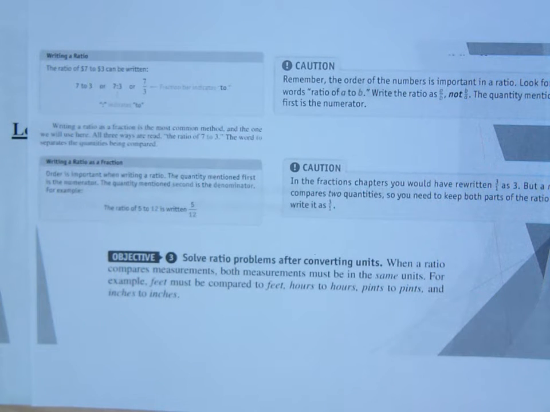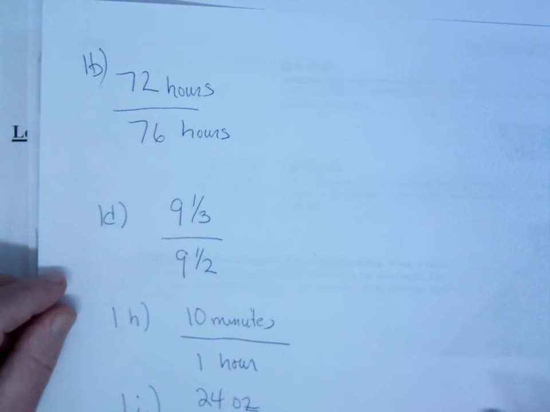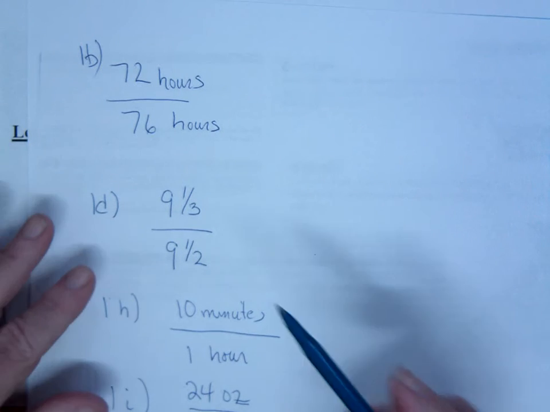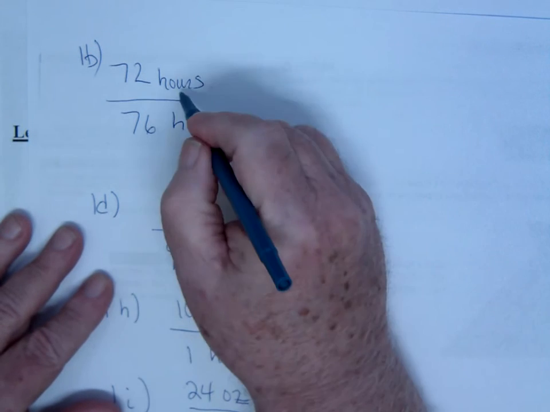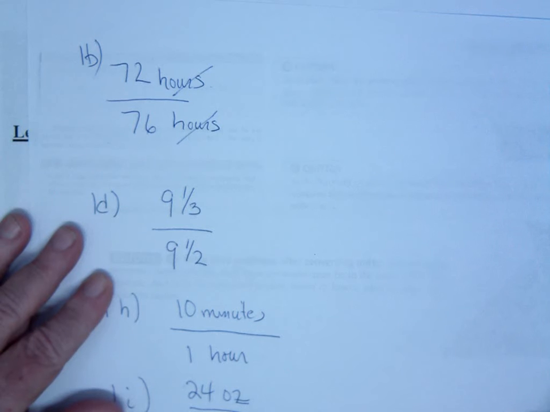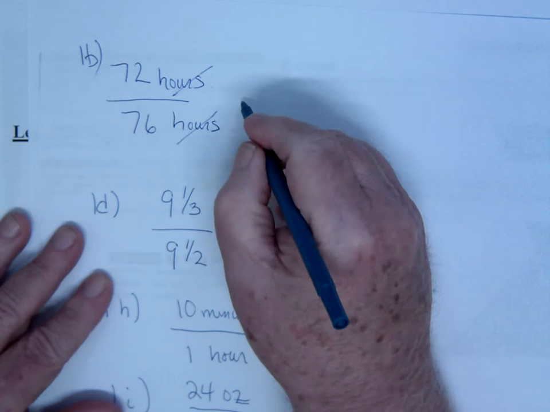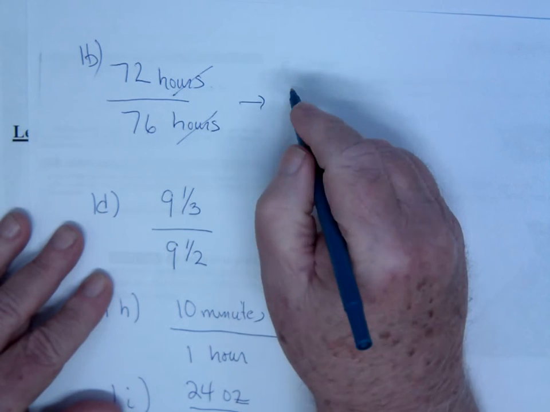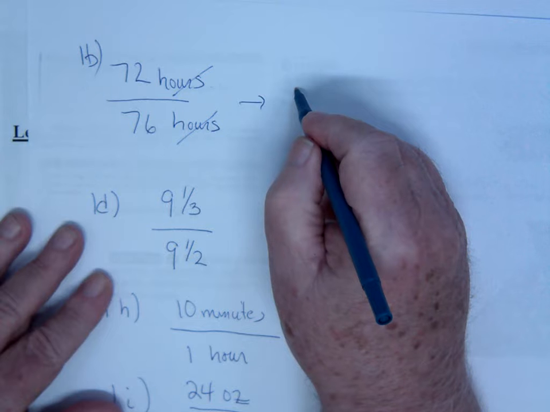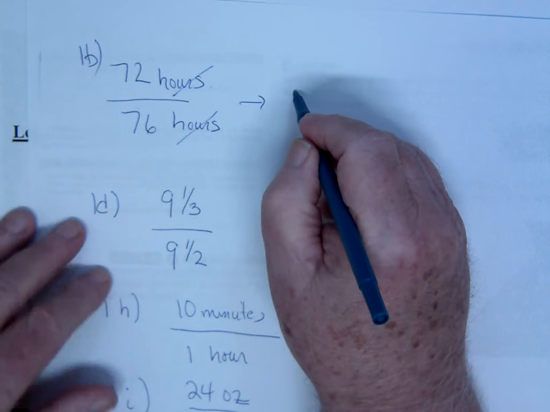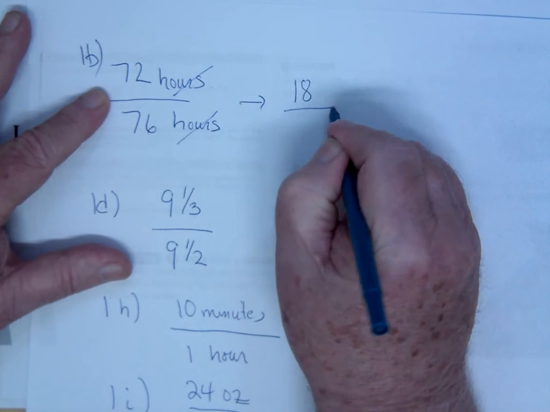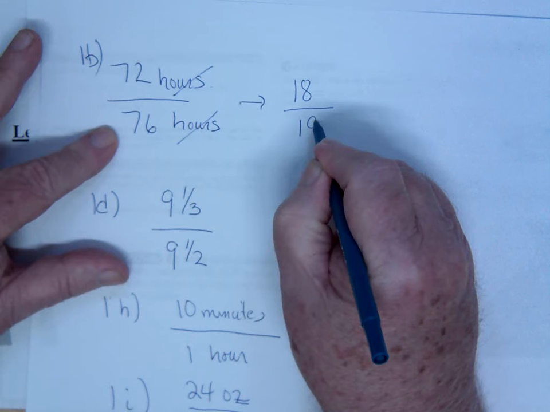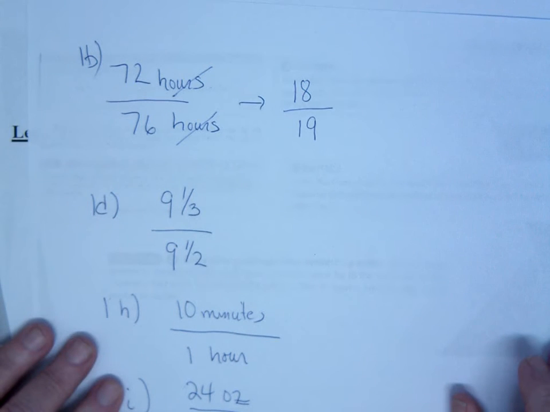Let's look at some examples. The first example is the ratio of 72 hours to 76 hours. The hours are in the numerator and denominator, so we have the same units, and we will just start reducing this ratio. So 2 goes into both of those, and in fact 4 goes into both of those. If I take 4 into the numerator, I will get 18. If I take 4 into the denominator, I will get 19. We always put these in lowest terms.